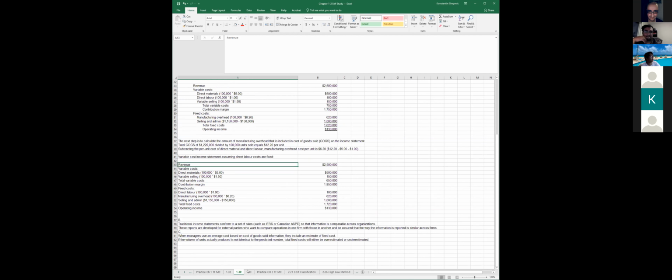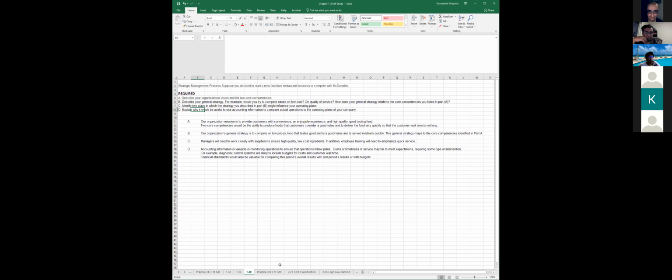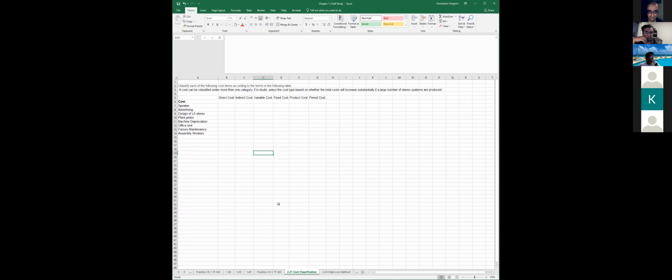Anyways, 1.4, we talked about. Oh, let's do this one, cost classification. Now, I didn't post the answer for this one. I will post it later, but let's try. Now, there could be multiple answers for each of these. So classify each of the following cost items according to the items in the following table.